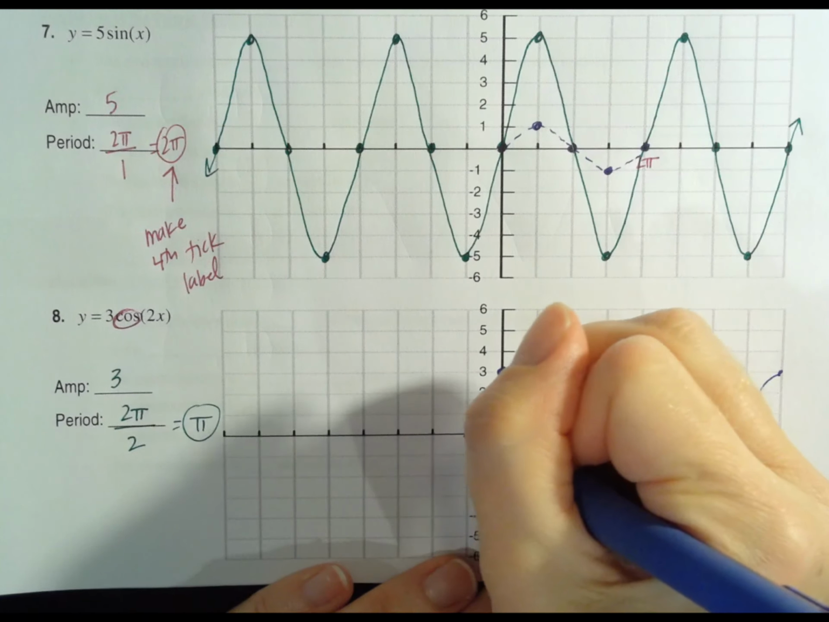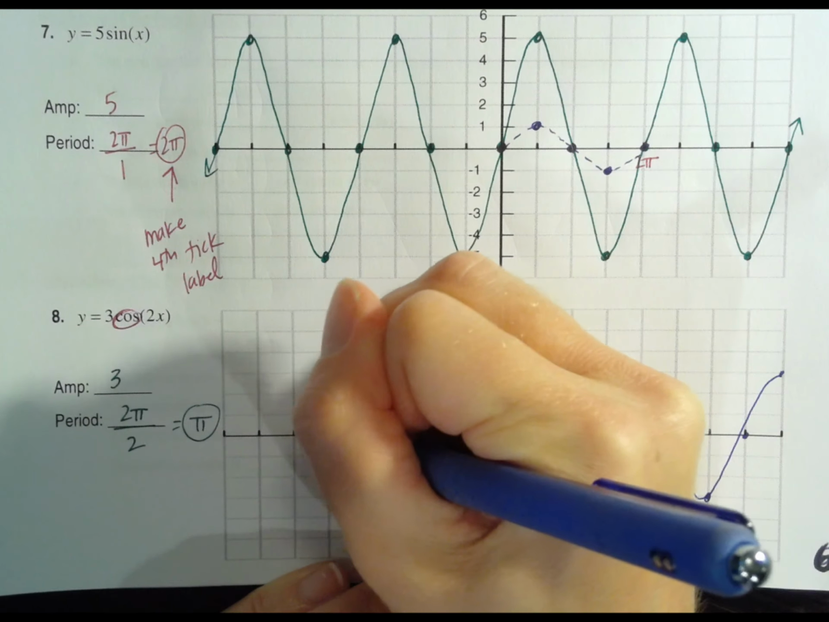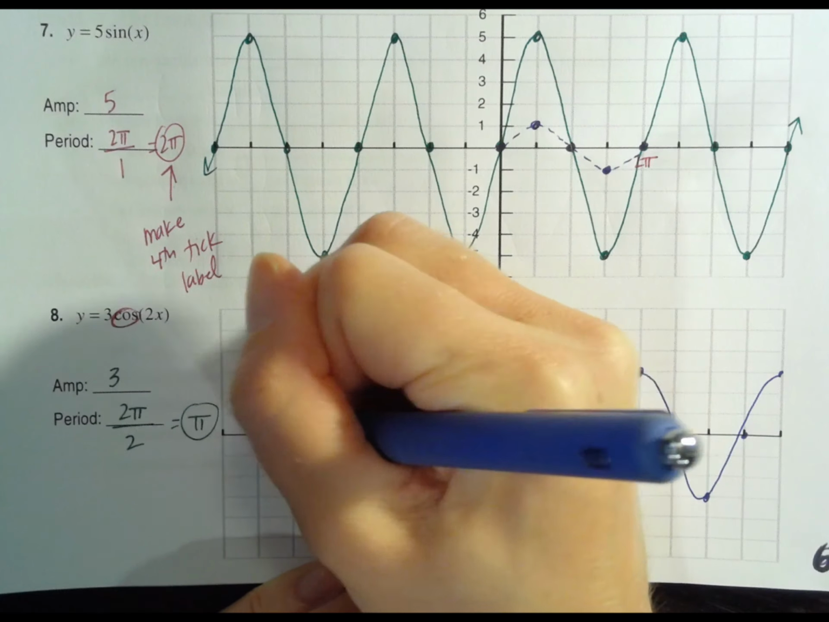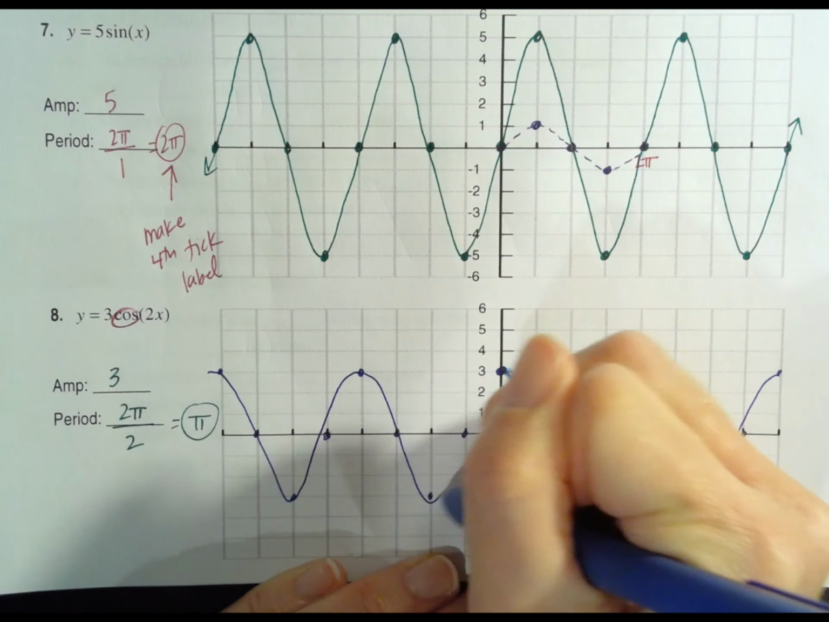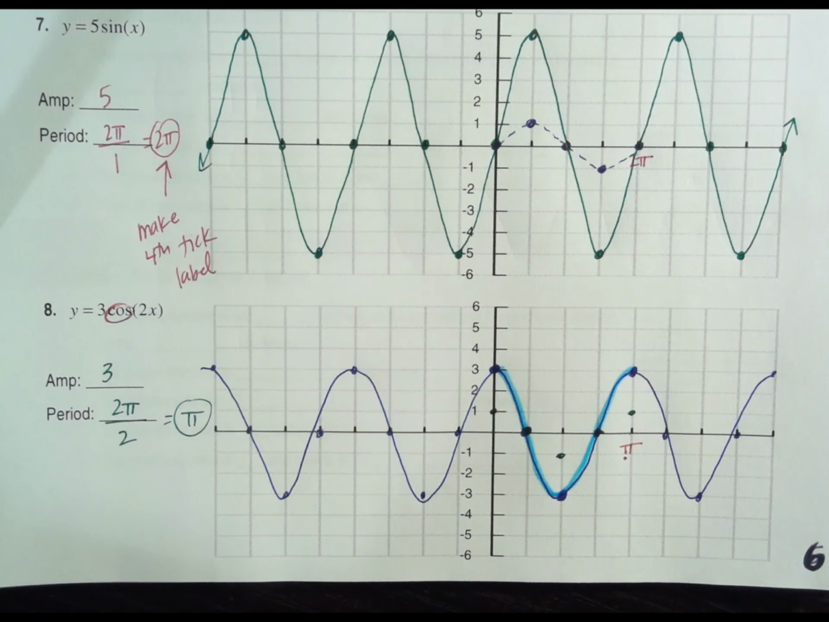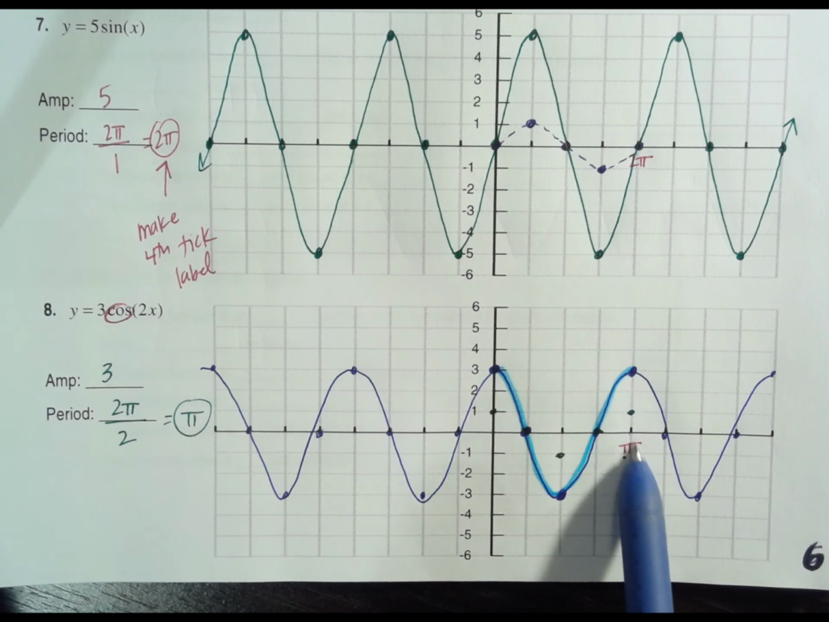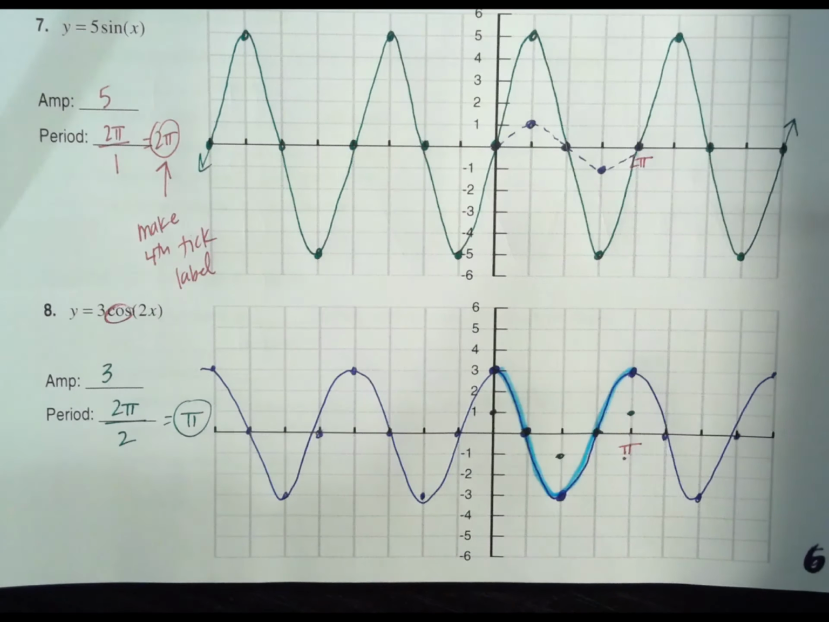So compared to the parent function, it got vertically stretched by 3, and it had a horizontal compression of 1/2. But the way that I'm having you draw this, you're not really going to see the horizontal compression necessarily, because I'm kind of fudging it a little bit by having you plot this as the period. So just trust me.